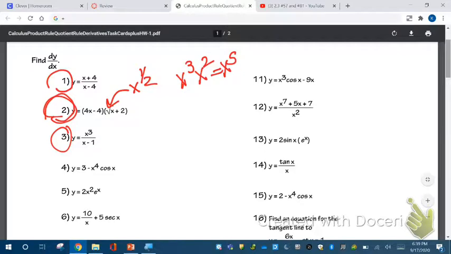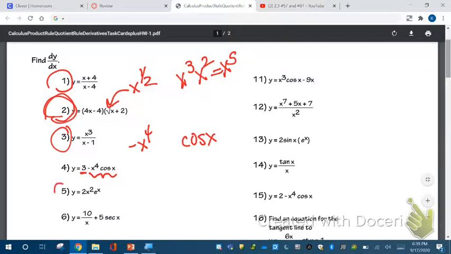Number 4, just be careful. The 3 is a separate term, and the derivative of a 3 is a 0. That sucker is gone. And all you're really doing is the derivative of this guy. Be careful, though, the negative is still there. So when you split it up, you'll have one factor that's a negative x to the 4th. You'll have another factor that's a cosine of x. Do your two derivatives and your product rule.